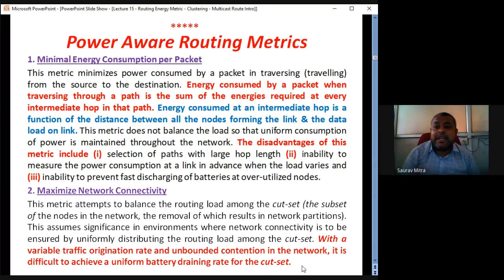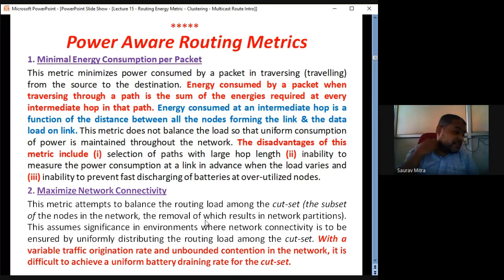Partition means that on one side and the other side there is no connectivity. So if the central node dies, the network is divided into two parts and there is no connectivity between those two parts. So if a node dies because of power, at that time some partition is created. Such a thing should not happen. So the only thing is, every node should be given an equal amount of job.